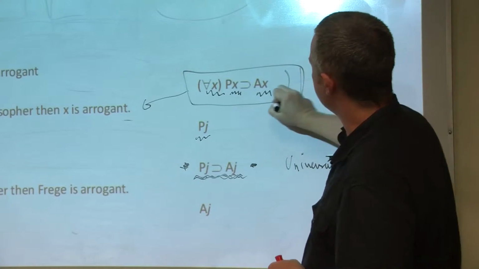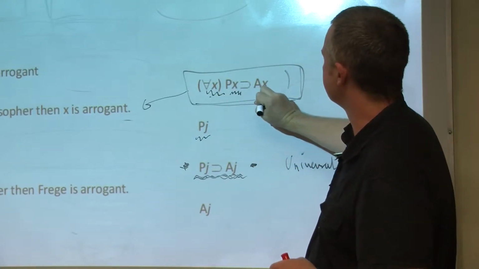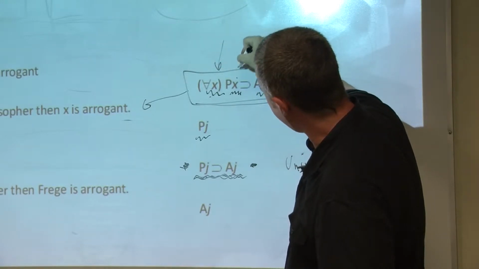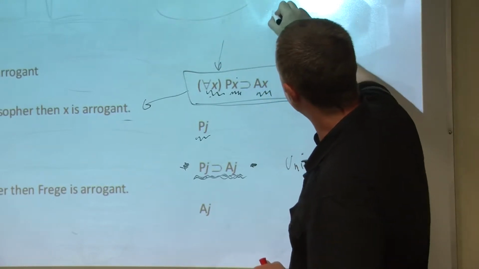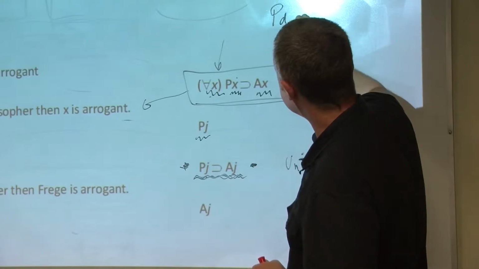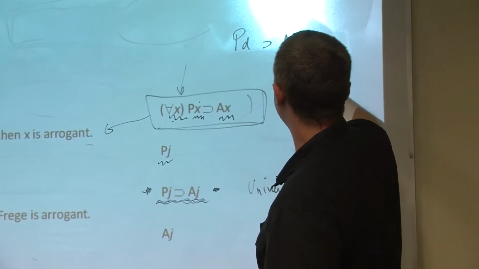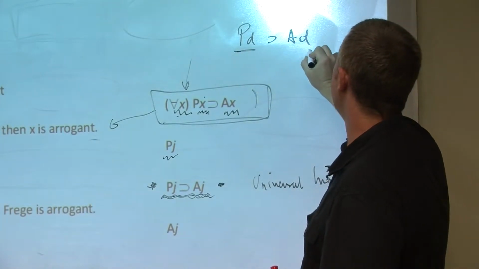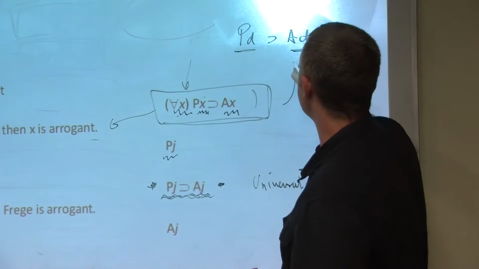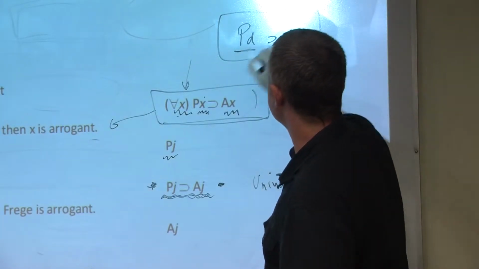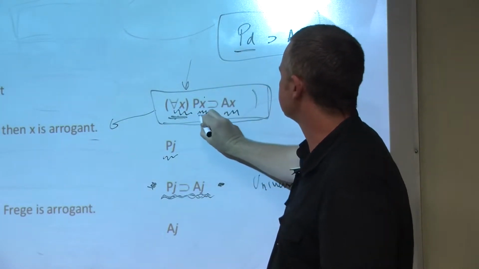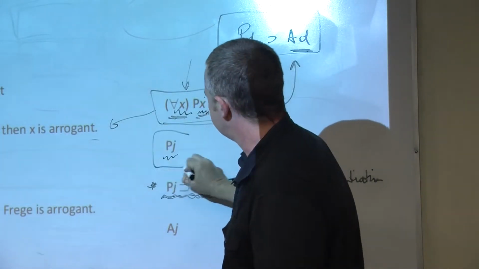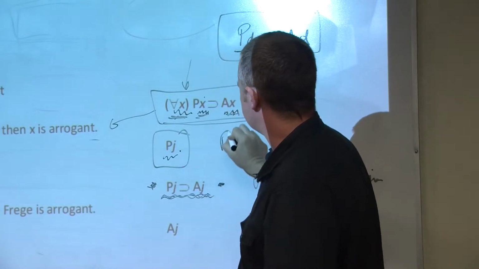If we have a quantified statement like this, for all x, if Px then Ax, then I know that no matter what I put in for the x, this will be true. So, for example, if Pd then Ad. If Diana is a philosopher, then Diana is arrogant. I know that that's true. Why? Because I know that for all x, if x is a philosopher, then x is arrogant.